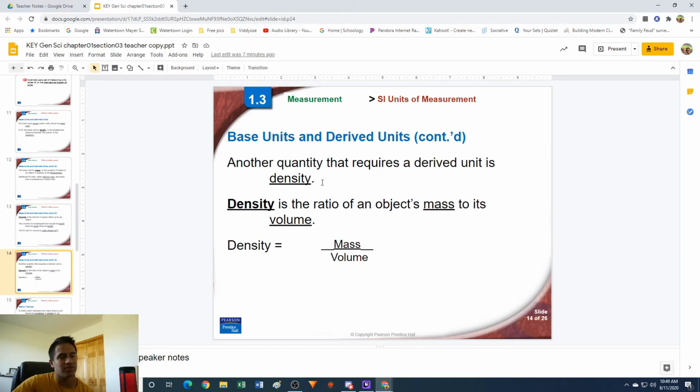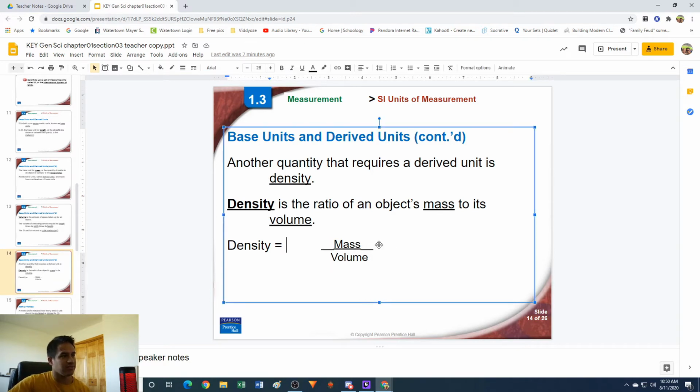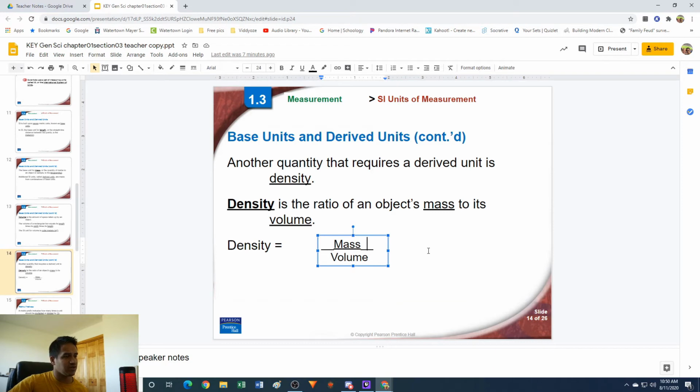Otherwise, sometimes we also have units that are basically 2 units put together. So, for example, density. Density is the ratio of an object's mass to its volume. So it's how big an object is divided by how much space it takes up. And so density has 2 units on it, which is the unit of mass, okay, typically again given in kilograms.